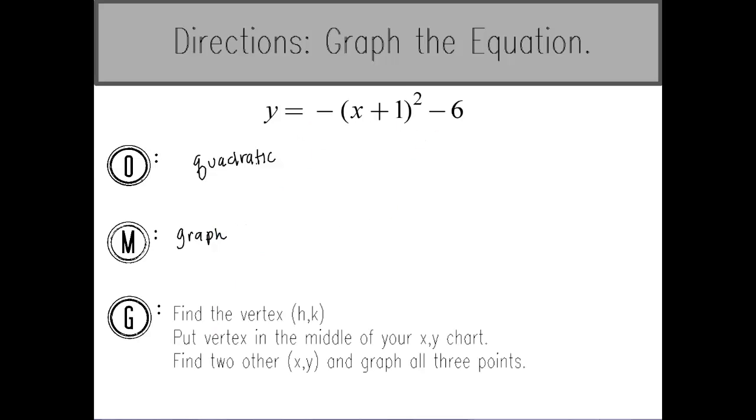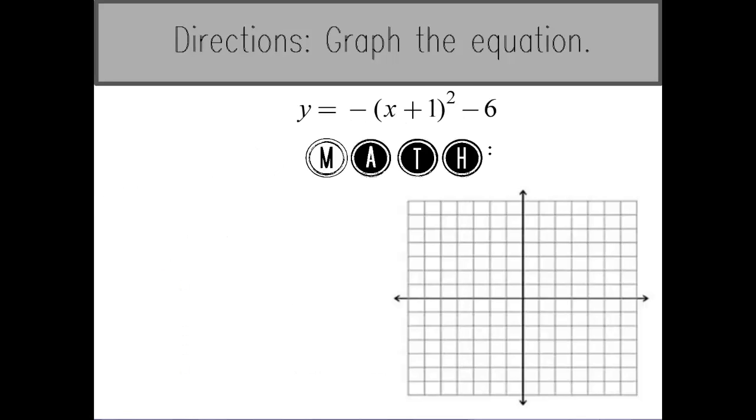Our game plan is going to be similar to when we learned how to graph absolute value functions. We find the vertex (h, k), put the vertex in the middle of our xy chart, and then we find two other xy coordinates and graph all 3 points.